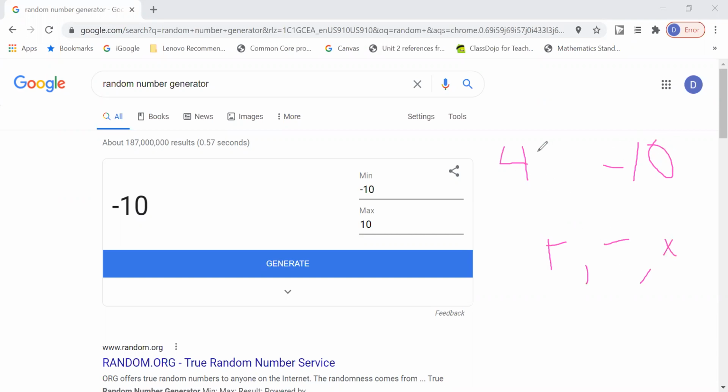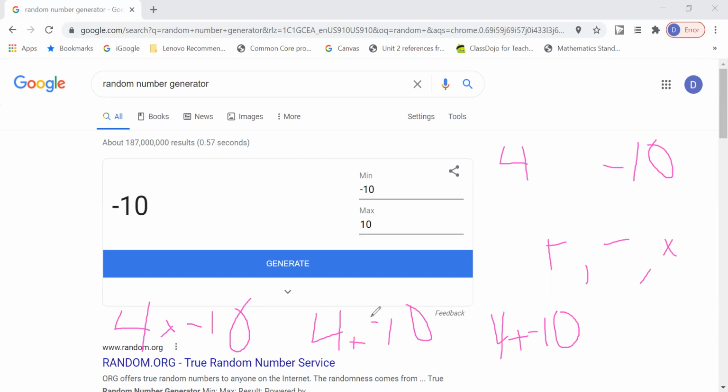Now you have to do the numbers in the order in which you got them. You can't switch them. So in your head, you have to decide, is 4 plus -10 going to give me the biggest number? Is 4 minus -10 going to get me the biggest number? Or is 4 times -10 going to get me the biggest number? Now, what do you think?